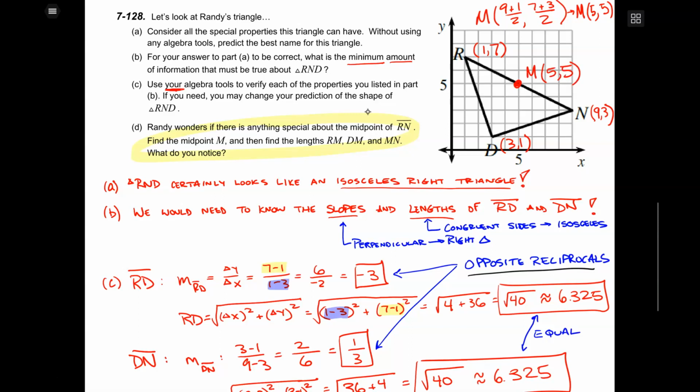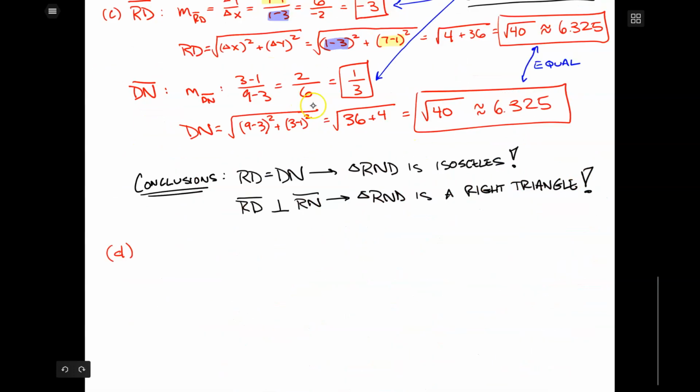Okay, so it says find the midpoint. We check, we've done that. And then find the lengths RM, DM, and MN. So one of them that it asked for is DM, which is going to be that segment length right there. So we need to find that length. I'm going to go ahead and scroll back down so I have some room to do those calculations.